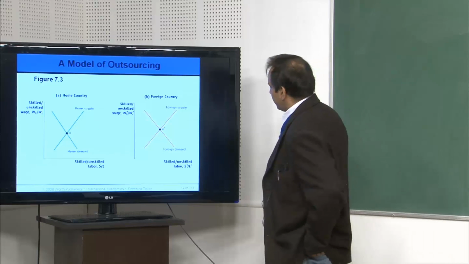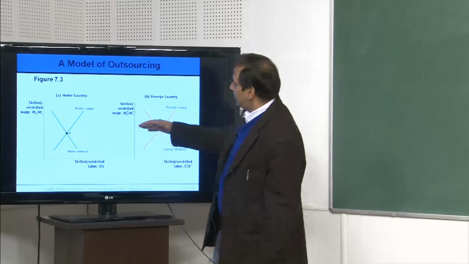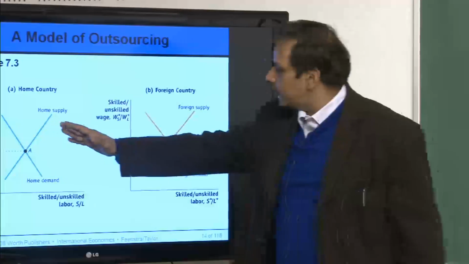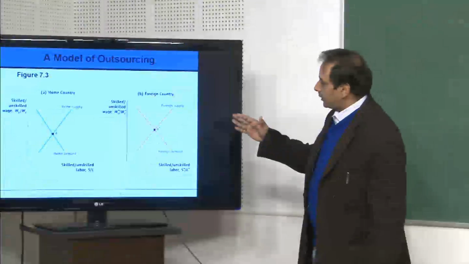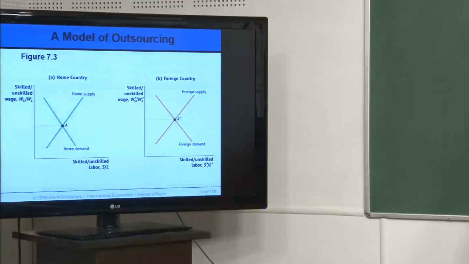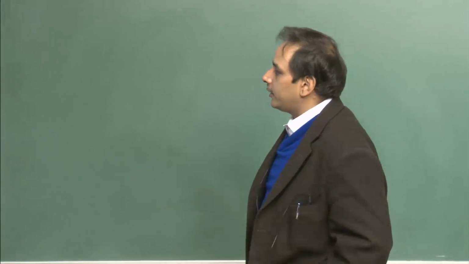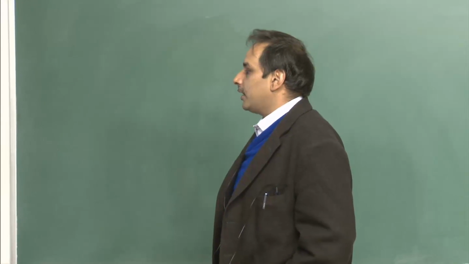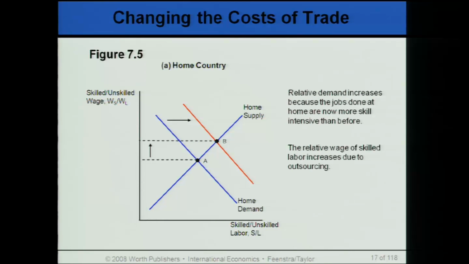skilled to unskilled labor. Now, see what happens in the home country with outsourcing: there is a shift of the demand curve. So, there is an increase in demand for skilled labor and there is an increase in the skilled to unskilled wage. You can see that as the relative demand increases, because the jobs done at home are now more skill intensive than before, the relative wage of skilled labor increases due to outsourcing. So, this is what happens in the home country.